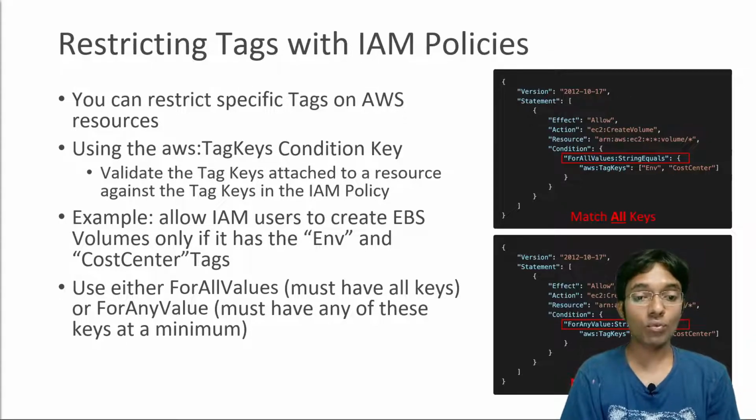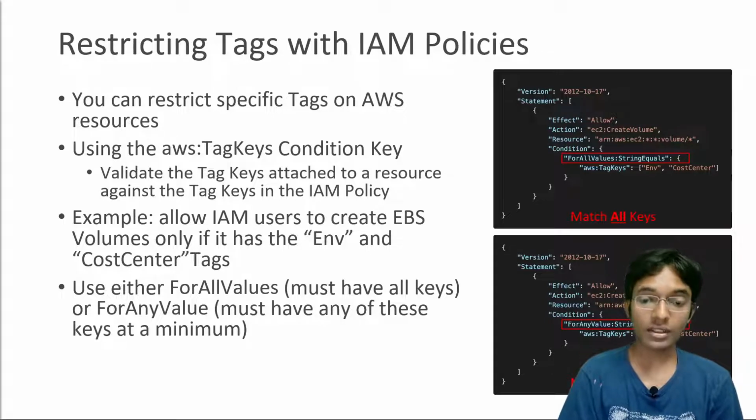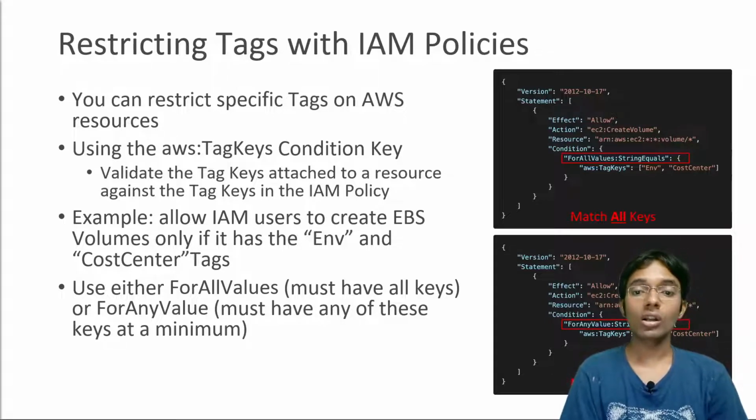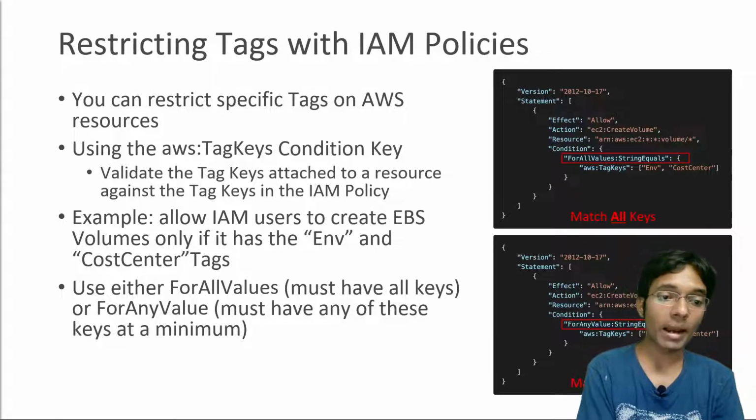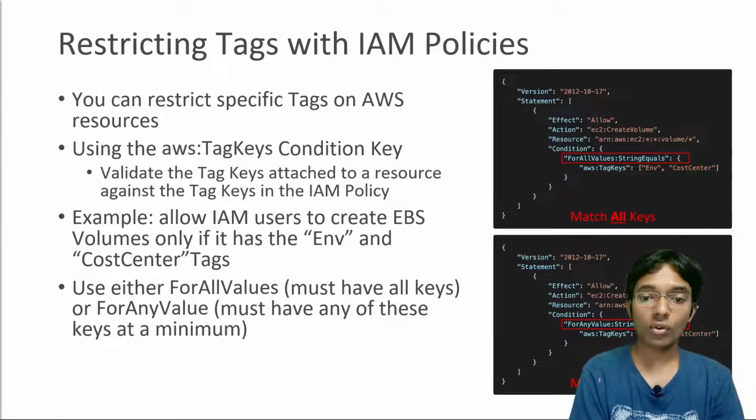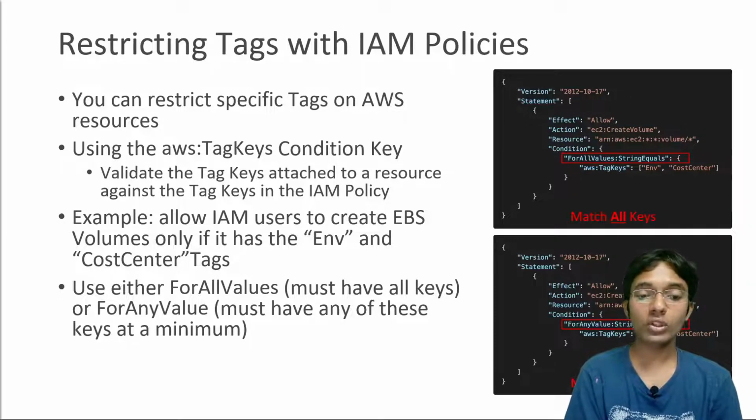So if we want to only allow an IAM user to create an EBS volume if it has the ENV and the CostCenter tags, then the policy would look like this. So we have ForAllValues:StringEquals on the tag keys Environment and CostCenter, and this means that we want absolutely both the Environment and the CostCenter tags to be present on the EBS volume when we create it.